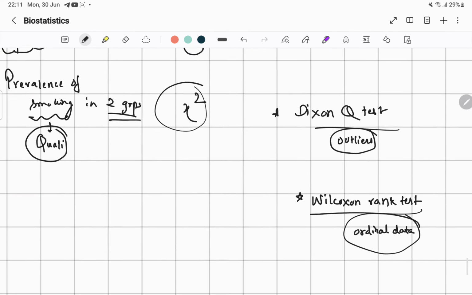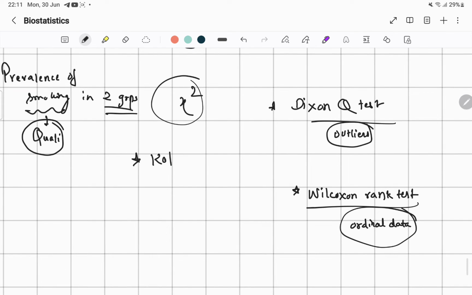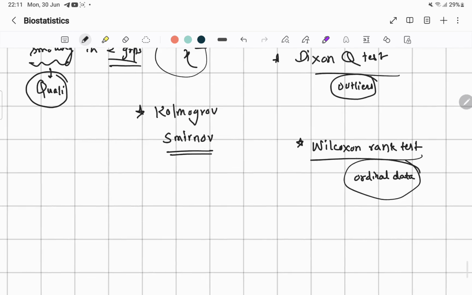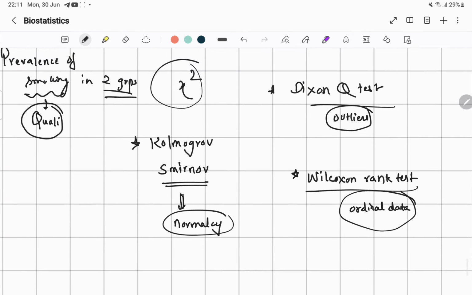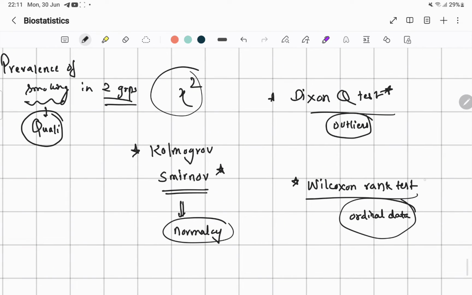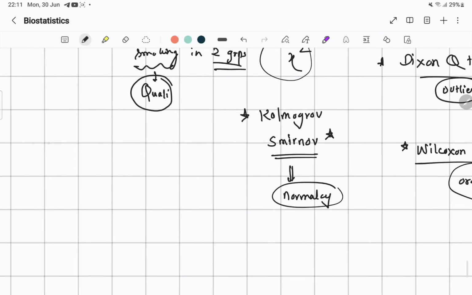And we have something called Kolmogorov-Smirnov. This is by Russian scientists, for normality of data. You have to check whether the data is within the normal range or not. Kolmogorov-Smirnov for normality, Dixon Q for outliers, Wilcoxon rank for ordinal. Then we'll discuss kappa statistics, which is an INICET topic.